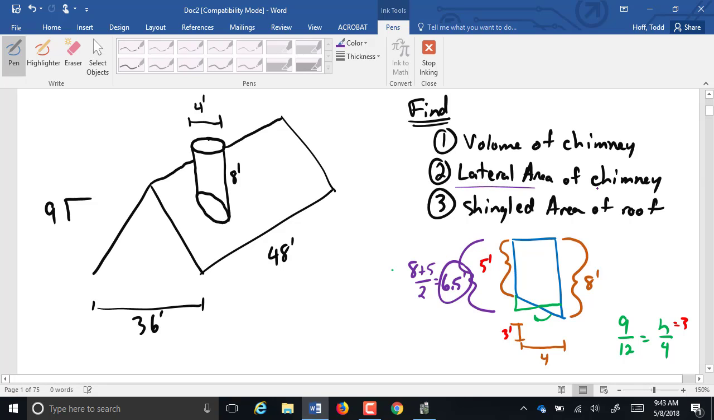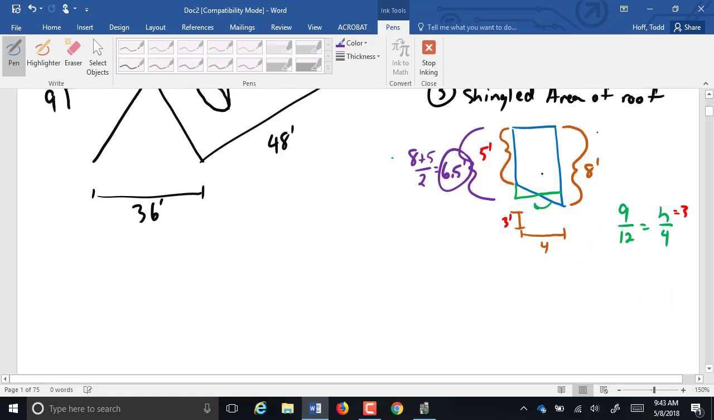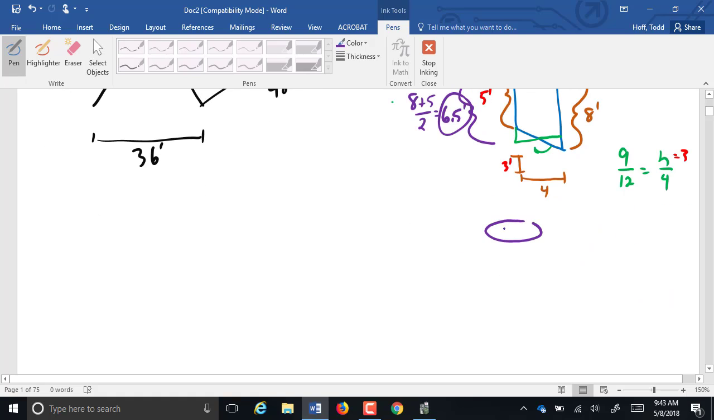So what is the volume and lateral area? The lateral area will fall in there as well. I'm going to give you guys a couple minutes to do this. Volume and lateral area of a chimney with a 4-foot diameter and 6.5 foot height.